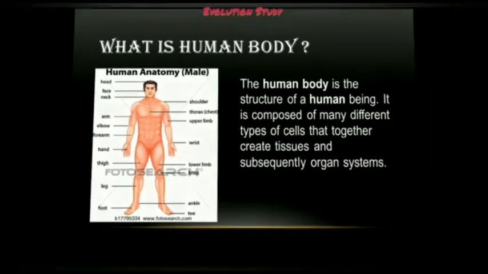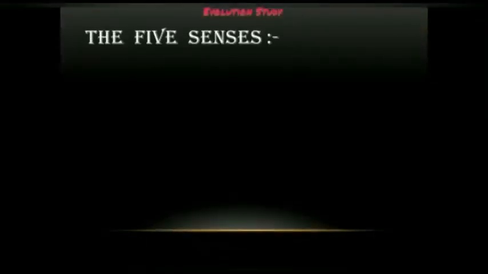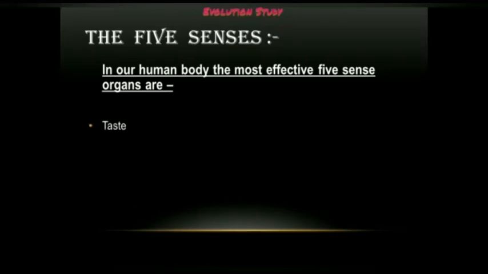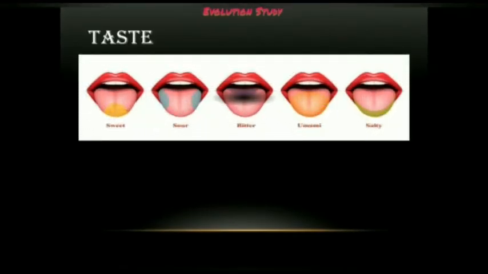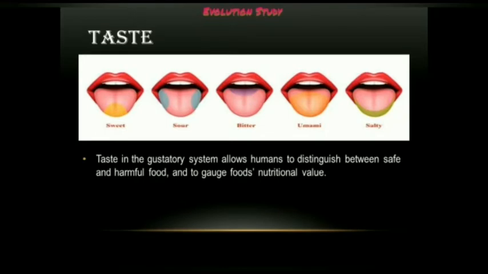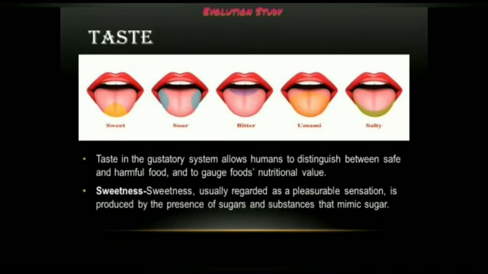Now, the 5 senses in a human body. The most effective 5 sense organs are taste, sight, hearing, smell and touch. Now, what is taste? Taste is the gustatory system which allows humans to distinguish between safe and harmful food and to gauge the food's nutritional value. Sweetness, usually regarded as a pleasurable sensation, is produced by the presence of sugars and substances that mimic sugar.